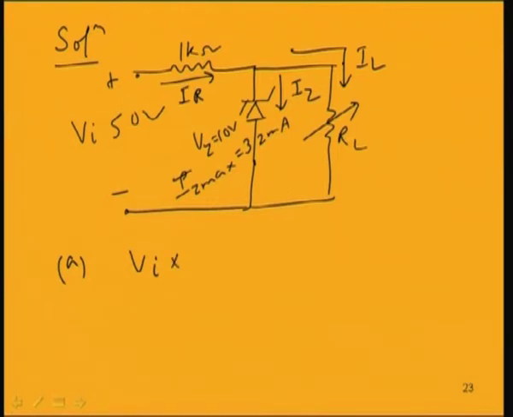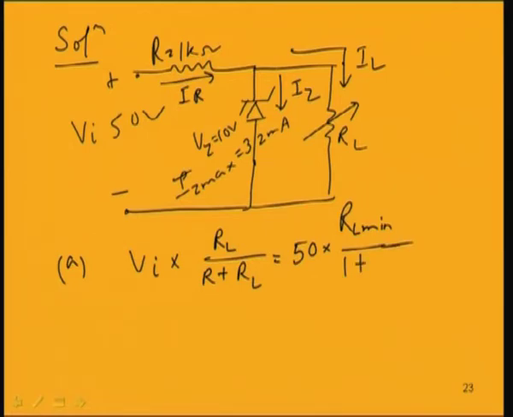So, Vi into RL by R plus RL, where R is this one. That is equal to 50 into RL minimum. We have to find out the minimum load resistance that will cause the Zener diode to turn on. R is 1 kilo ohm, let us keep it in kilo ohm order, so the final answer will be in volt if resistance is in kilo ohm and current is in milliampere. Now, that should be equal to the Zener voltage, 10 volt. That is the limiting condition. In fact, this should be greater than 10 volt.